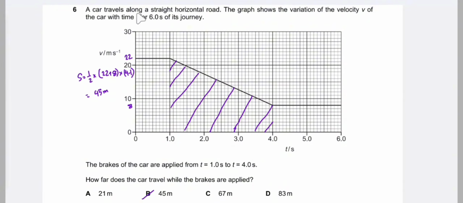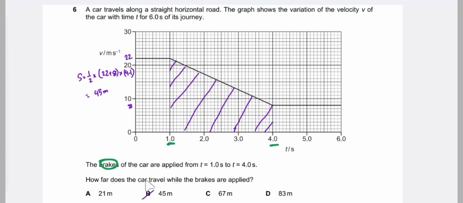6. A car travels along a straight horizontal road. The graph shows the variation of velocity of the car with time t for 6 seconds of its journey. So this is the velocity against time graph. The brakes of the car are applied from time 1 to time 4. So from t equal to 1 to t equal to 4, the brakes are applied. How far does the car travel while the brakes are applied?